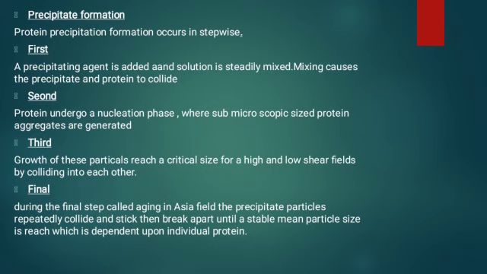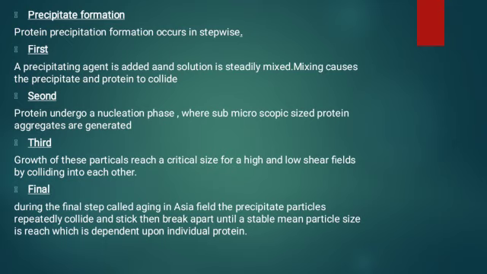Protein precipitate formation occurs stepwise. First, a precipitating agent is added and the solution is steadily mixed. Mixing causes the precipitate and protein to collide. Second, proteins undergo a nucleation phase where submicroscopic protein aggregates are generated. Third, these grow to a critical size under high and low shear fields by colliding into each other.